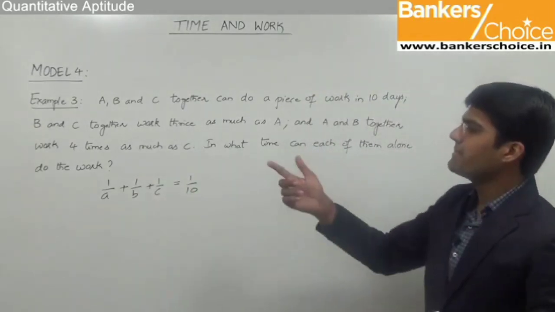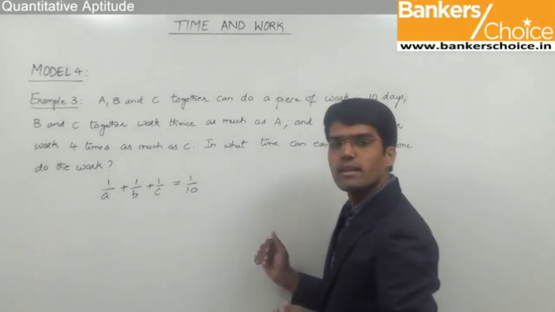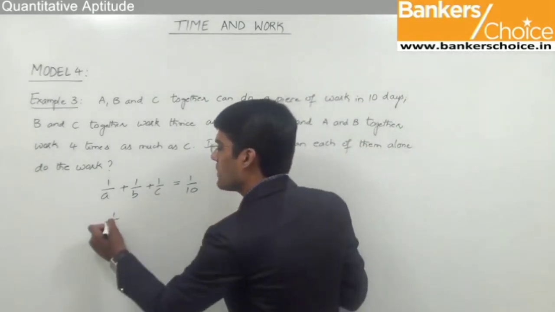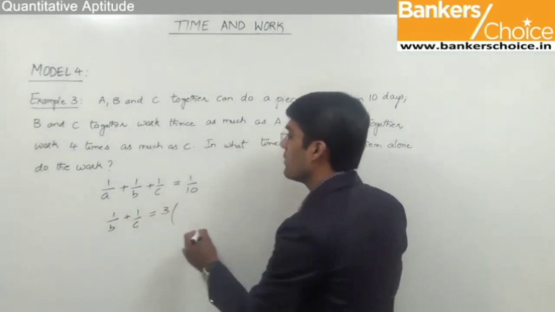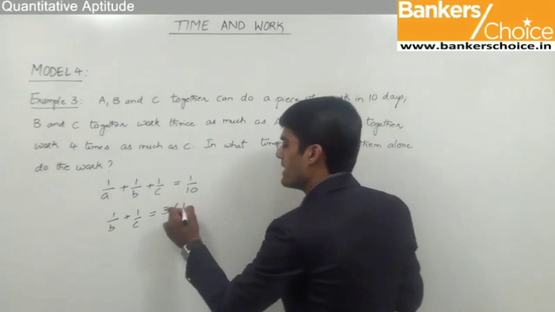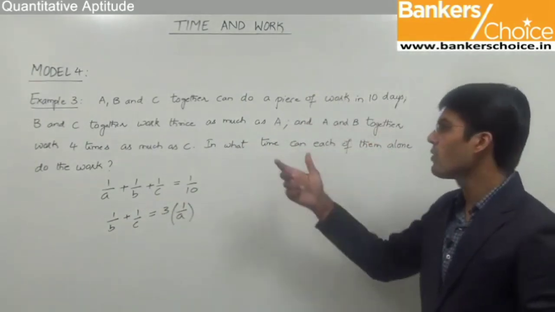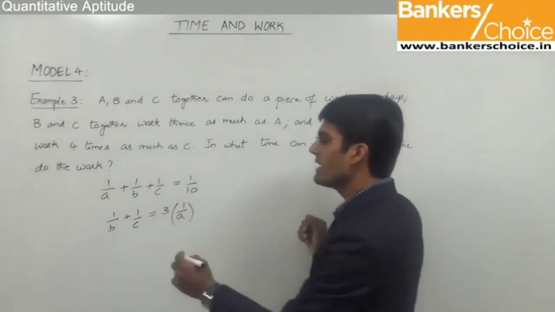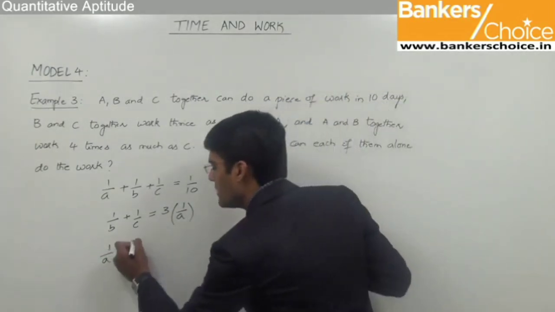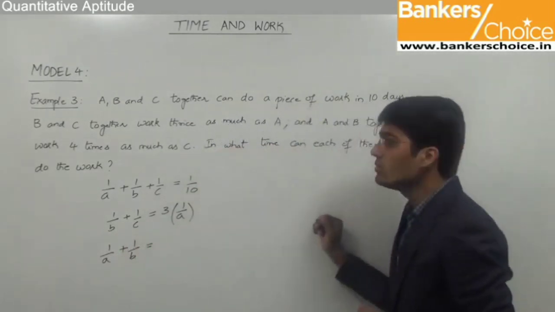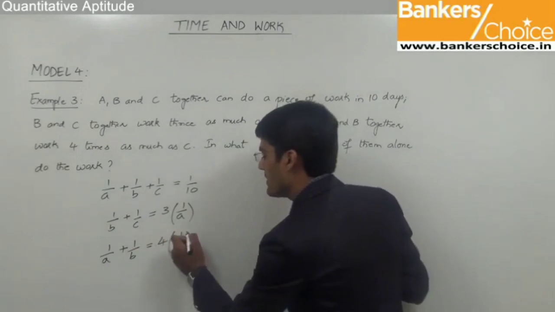Now the second statement is B and C together work thrice as much as A. So again, going by their work done in one day, we can say that 1/B + 1/C should be equal to 3 times the work done by A, so 3/A. And the third statement is A and B together work 4 times as much as C. So again, going by the one day concept, the work done by A in one day is 1/A and by B in one day is 1/B. This should be equal to 4 times that done by C. So this can be taken as 4 into 1/C.